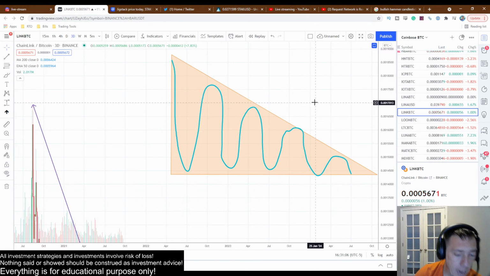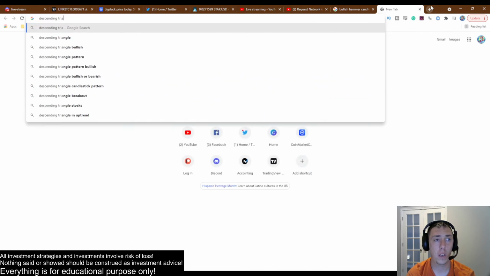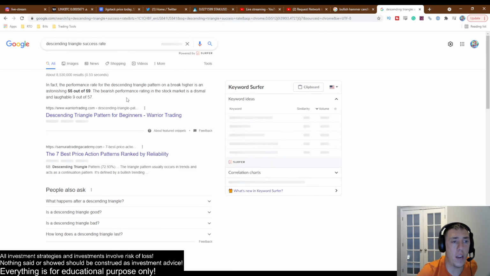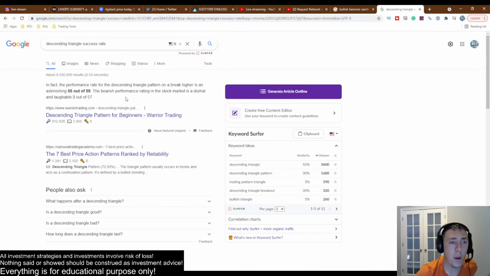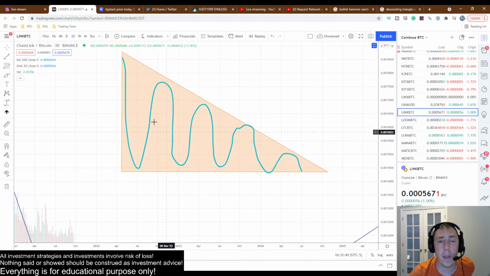All right. Martin is correct. It is actually a bearish pattern. Now, here's the important thing. Descending triangles are not always successful. It's actually not that strong of a pattern. It has a 72% chance of breaking to the downside. That means most of the time it breaks the downside. Not all the time, but 72% of the time.